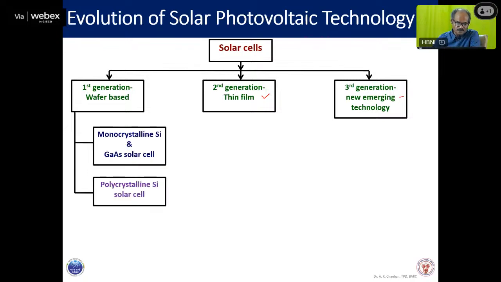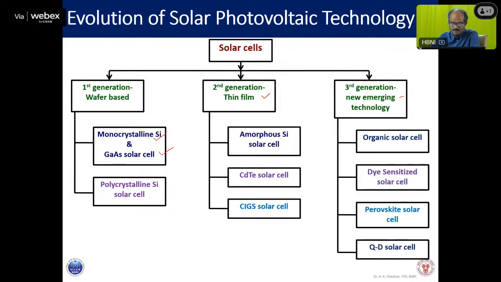So in first generation solar cells, there were two main kinds of devices which were available. One was the monocrystalline silicon solar cell and gallium arsenide based solar cell. These are single crystalline, both silicon single crystal and gallium arsenide single crystal. And then we had polycrystalline silicon, where in place of the single crystal wafer, wafers of polycrystalline silicon material were used for fabricating the solar cell.